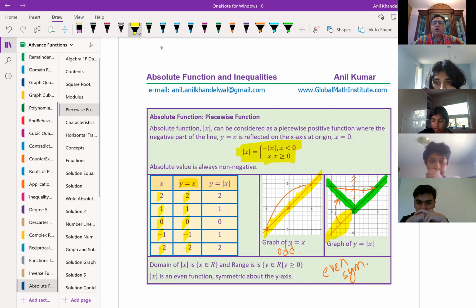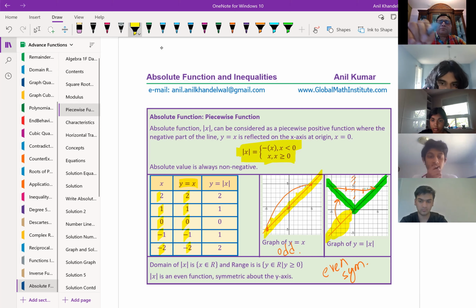Now, can you tell me, what is the domain of this absolute function? Anybody? All real numbers. What is the range of the absolute function? y is an element of all real numbers such that y is greater than or equal to 0. Greater than or equal to 0, perfect. It cannot be less than 0. It is non-negative. When we say non-negative, 0 is included, okay? When we say positive integers, 0 is not included. Non-negative, 0 is included. Is that okay?